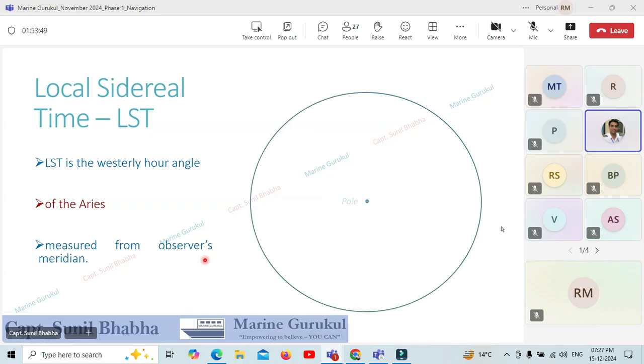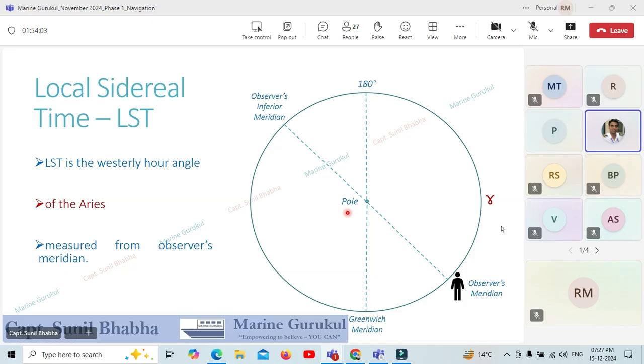So let us show it in a diagram. We use the same diagram looking at the earth from the top of the North Pole. We have the Greenwich meridian, 180-degree meridian, observer meridian, and the observer's inferior meridian. Now let's assume we have first point of Aries represented by this symbol at this particular location. We have the meridian of the Aries also coming up. The westerly direction also comes up on the screen, which is the clockwise direction in this case.